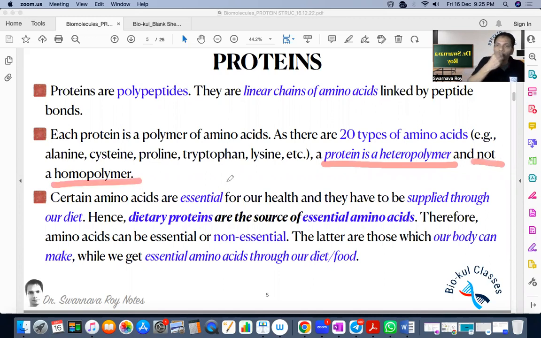Okay, now proteins can be classified, or we can say the amino acids are classified into two categories. We have essential amino acids and non-essential amino acids. So what are essential amino acids? Essential amino acids are acids which are not produced inside our body, hence we need those in our diet. Our diet has to have those amino acids because our body does not make them.